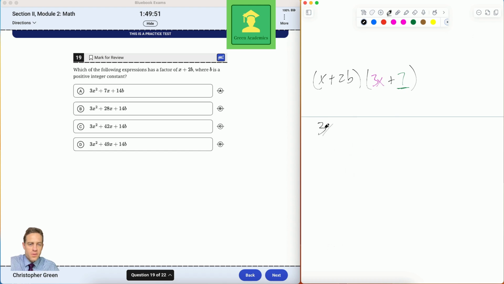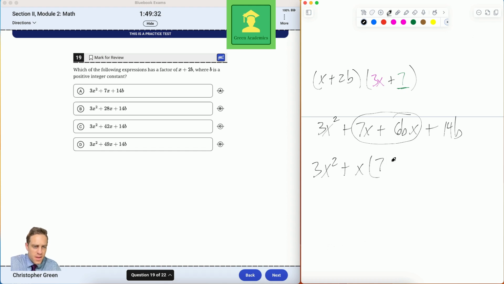So now let's do the FOIL. 3x squared plus 7x plus 6bx plus 14b. So 3x squared plus, and then I'm going to group the middle terms together like this as 7 plus 6b, plus 14b.